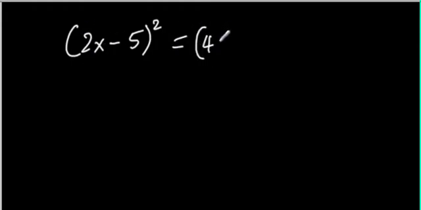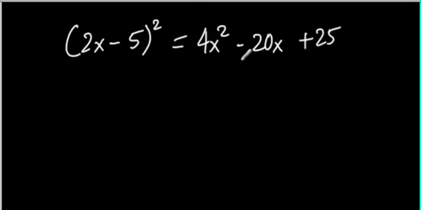So the first term squared is basically 4x squared. The last term will be the -5 squared, so that's plus 25. And the middle term is 2 times the first term times the second term. So 2 times the first term is 4x, and 4x times -5 is -20x. So just remember that for expansion.